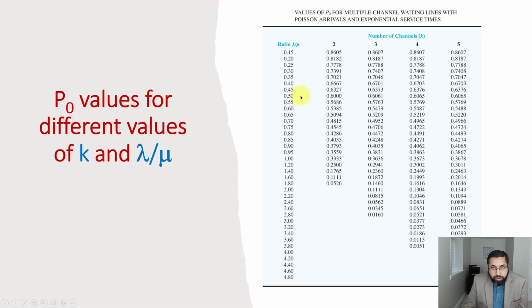So let's look at an example. This is the same table that's in the Excel file. I've also put it in the PowerPoint slides. You can look up that table here. So you need to know the ratio lambda over mu. You need to know K. K chooses the column, lambda over mu chooses the row, and you just read the value of P naught from the table.